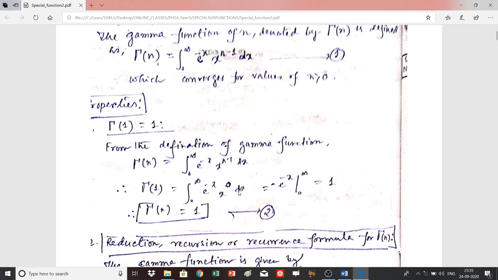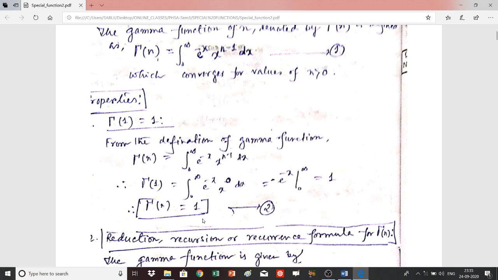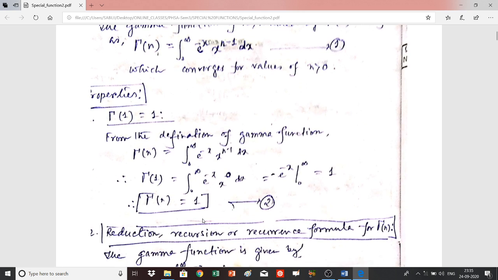And if you integrate this, after integration that will give you minus e to the power minus x from 0 to infinity. If you use the limits, then for infinity it will give you e to the power minus infinity, that is equal to 0, and then minus of minus e to the power 0, that means 1. So from here gamma 1 is equal to 1, and this is a very important property.